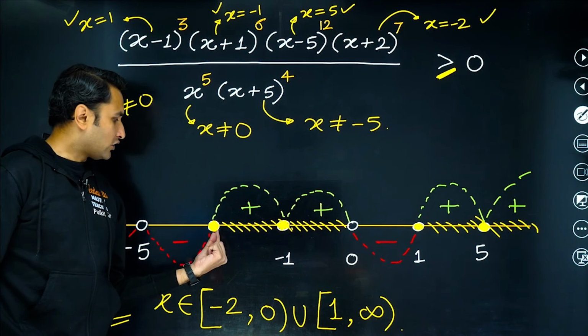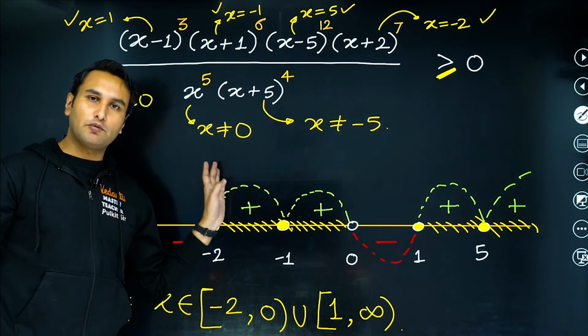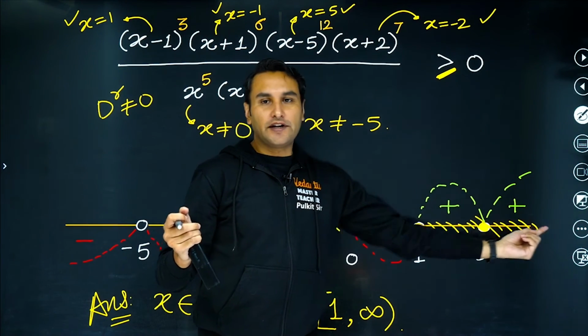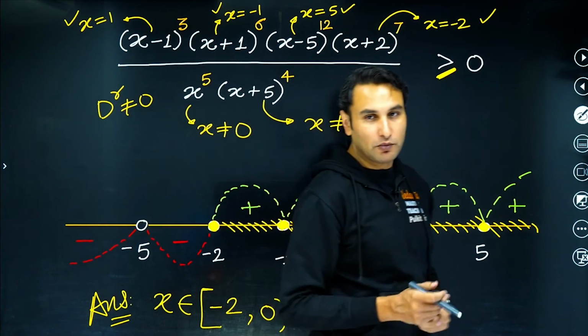Do you realize from -2 to 0 you go directly. -1 you have already eaten in the process. 1 to infinity, 5 you have already eaten up in the process. Alright, super important, very important.